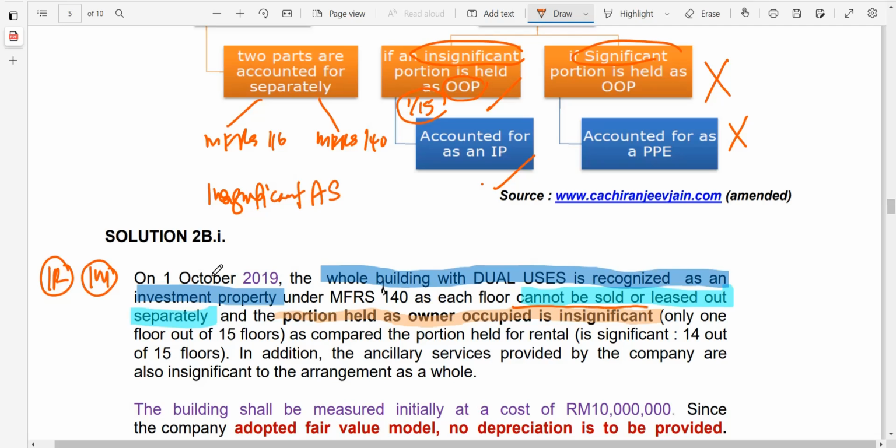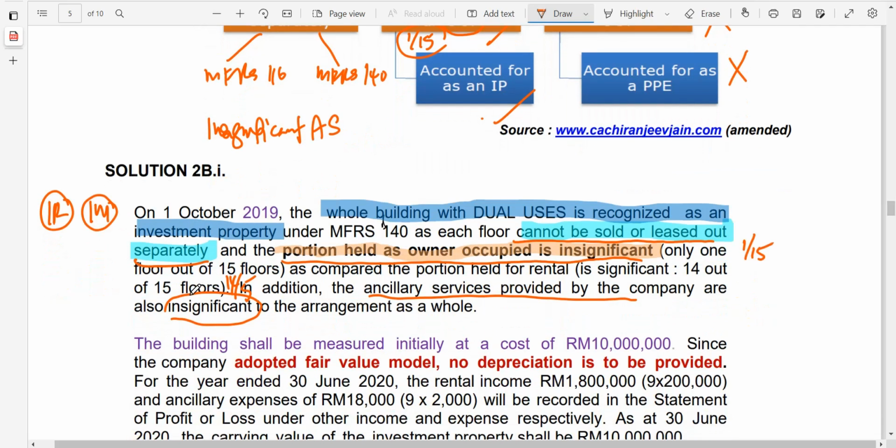Why? Give this reason: it cannot be sold or leased out separately, and the portion held as owner-occupied is insignificant. Show what the portion is, which is only 1 out of 15 floors, as compared to the portion held for rental, which is significant, that is 14 out of 15 floors. In addition, the ancillary services provided by the company are insignificant to the arrangement as a whole. So that was the reason it was recognized as an IP.